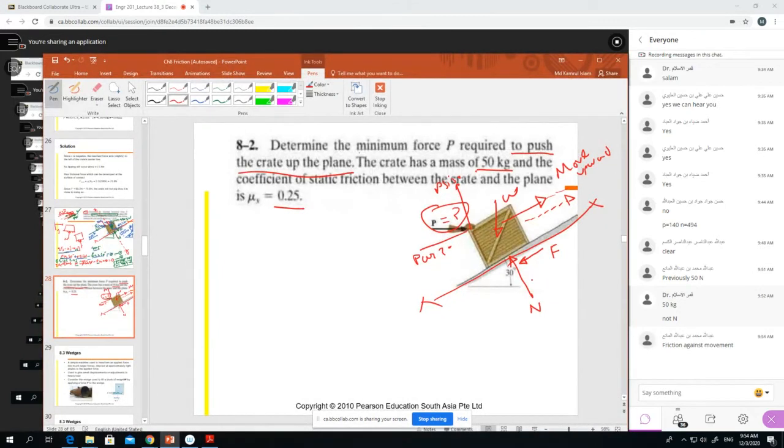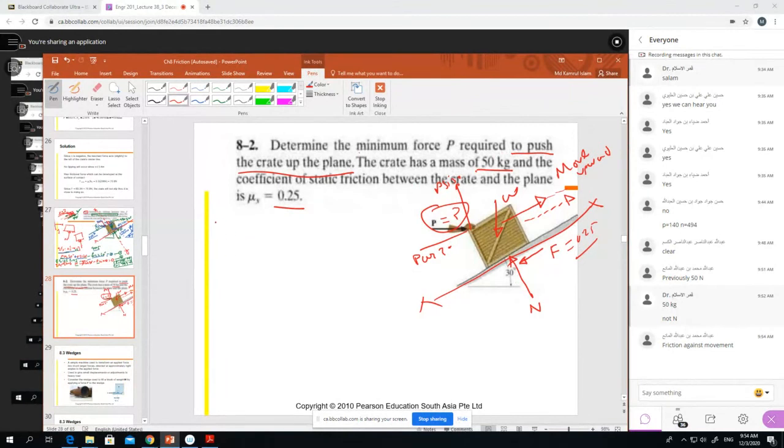Yes, Abdullah Muhammad bin Abdullah. So friction always works against the movement, right? Friction tries to prevent your movement. So that's why now, if you want to move upward, the frictional force will be working downward, 0.25 N. Everything else is the same as before.